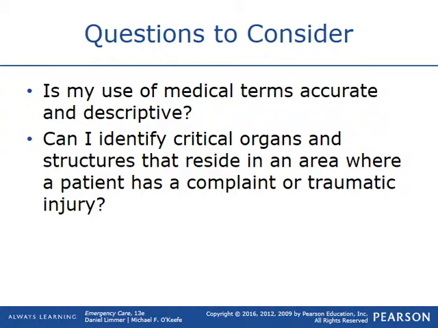Things to consider. Is my use of medical terms accurate and descriptive? Can I identify critical organs and structures that reside in an area where a patient has a complaint or traumatic injury? This one's specifically pretty important. You guys will need to know and be quizzed over the organs as they lie in the abdominal quadrants. So we need to know that the liver mostly lies in the right upper quadrant. We also need to know that the spleen is housed in the upper left quadrant, and the appendix is in the right lower quadrant. So these are things that you'll need to know and memorize as far as what organs are in what quadrant.